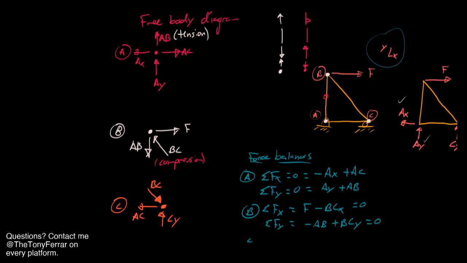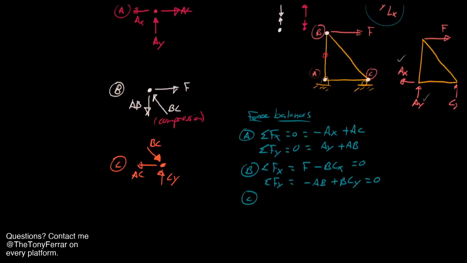And then lastly at joint C, we'll get one more here. At joint C, we have the sum of forces in the x direction, which looks like minus AC plus the x component of BC. And in the y direction, we get plus Cy minus the y component of BC. So there's our force balances.